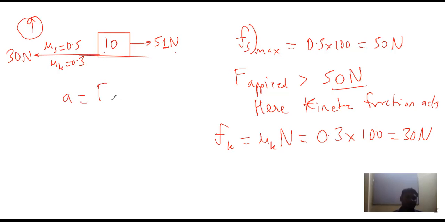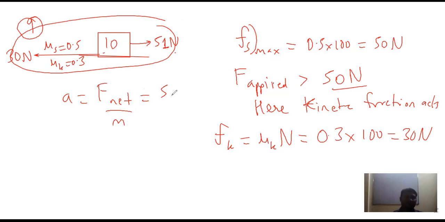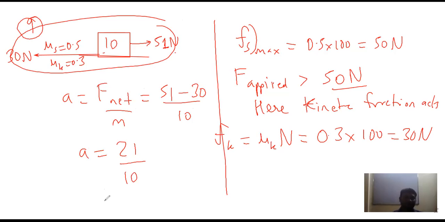So acceleration will be net force upon mass. Net force is the big force minus the small force, which is 51 minus 30, upon mass, which is 10. So acceleration is 21 upon 10, which is 2.1 meter per second square. So the answer to this question, acceleration, comes out to be 2.1 meter per second square.